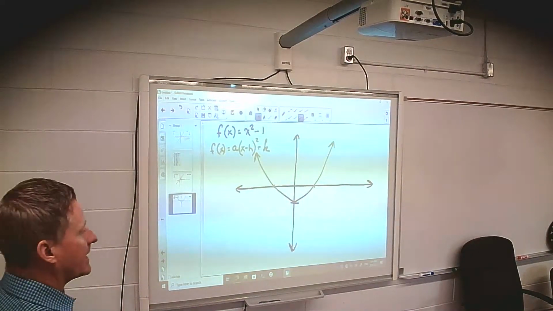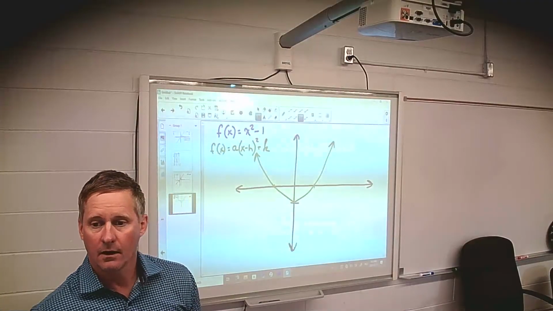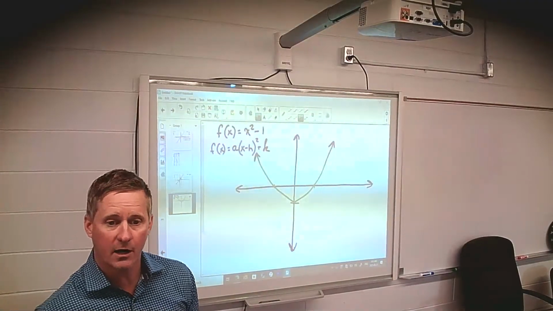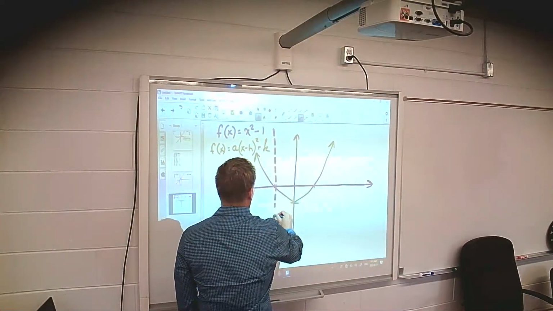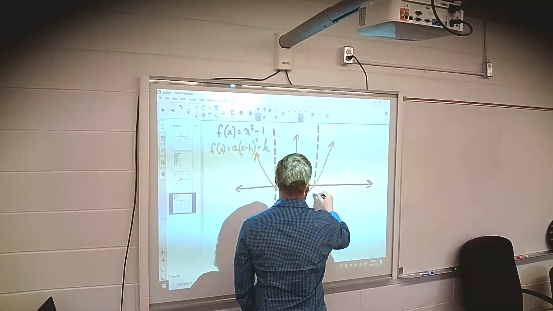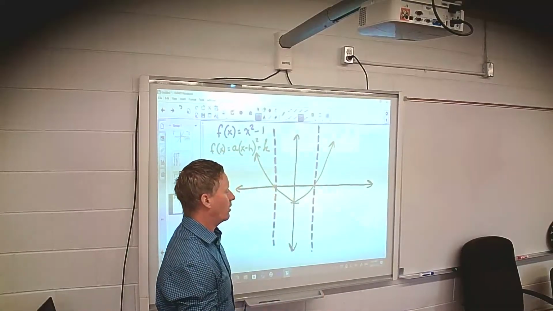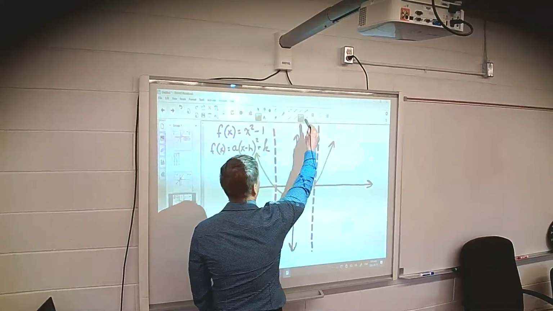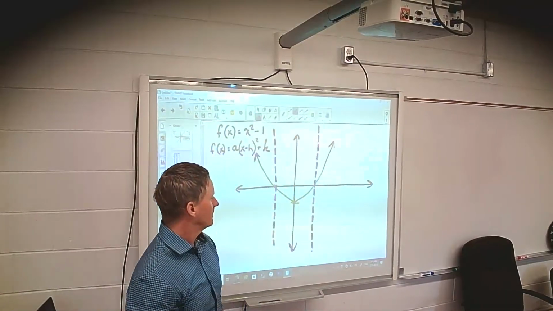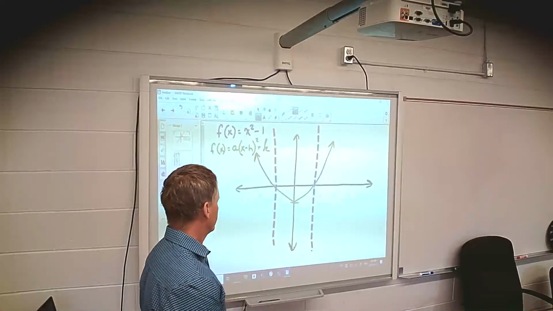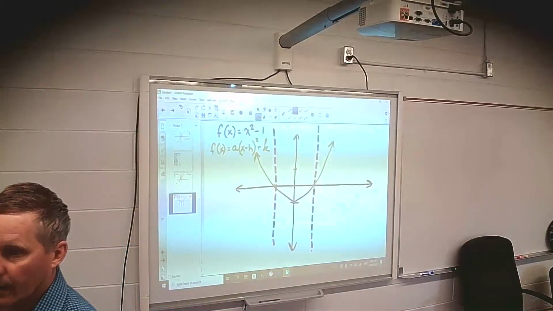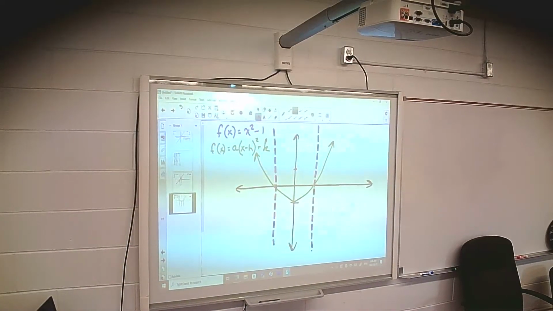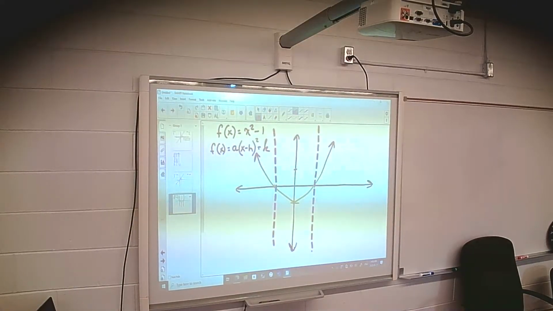Asymptote. How many asymptotes are there now? There's 2. There's 2 spots where y equals 0. So, put it down here. Those 2 asymptotes. Okay. We good so far? What's the next step of the 3-step process?